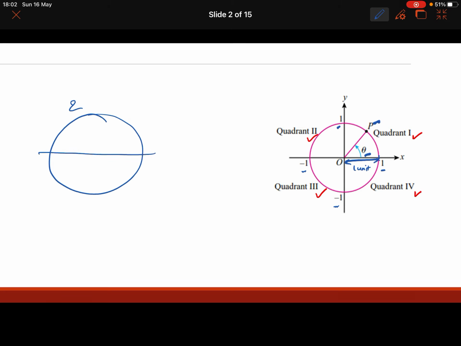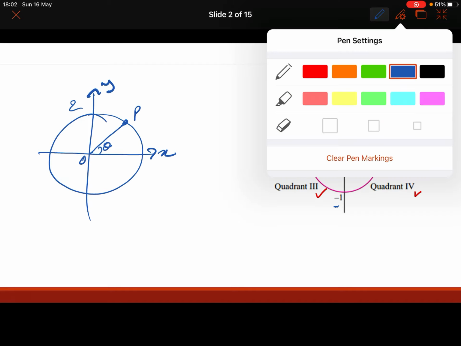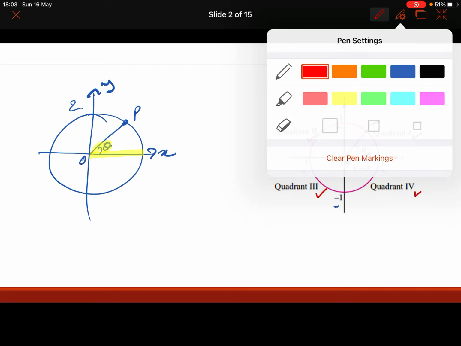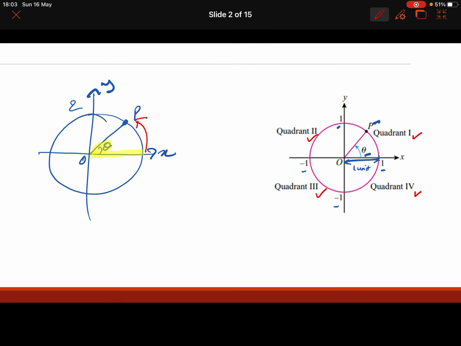A unit circle. Okay, theta is the angle formed by the radius of the unit circle. Here's the origin. Here's the moving point P. So that's the radius. And from the positive x-axis. Here is your x-axis. Here is your y-axis. Positive x-axis on this side. So here is the angle theta. Okay, in an anti-clockwise direction. So we measure it in an anti-clockwise direction.